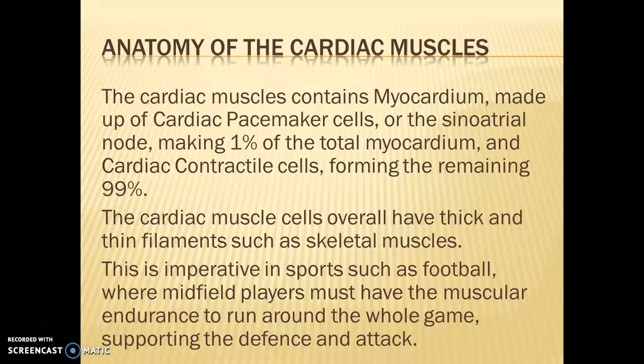Anatomy of the cardiac muscles. The cardiac muscle contains myocardium, a muscular substance, which is made up of cardiac pacemaker cells, or the sinoatrial node, and cardiac contractile cells. Many nuclei are located centrally in the muscular cells, surrounded by mitochondria that respire to provide energy. Branching fibres run throughout, with cells being connected by discs in it.